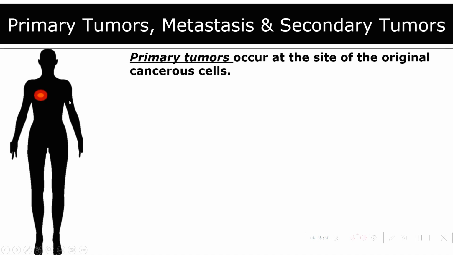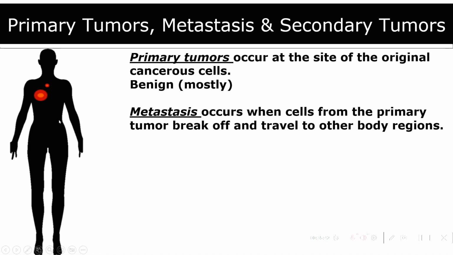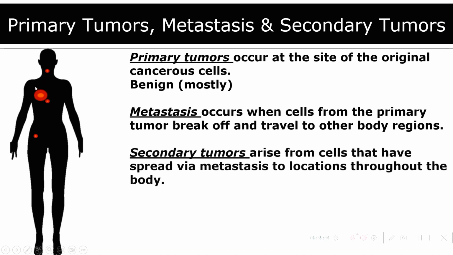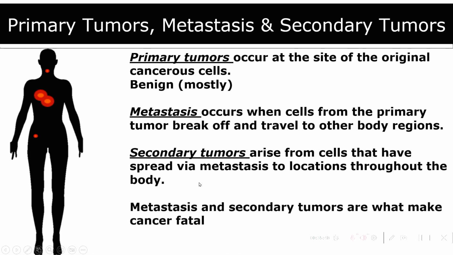So when cancer starts with a primary tumor, once it starts to move, that's a metastasis. And once those tumors start to develop at those secondary sites, that gives rise to the secondary tumors, right? And so these are the ones that are potentially like more dangerous and fatal. So that's it for topic 1.